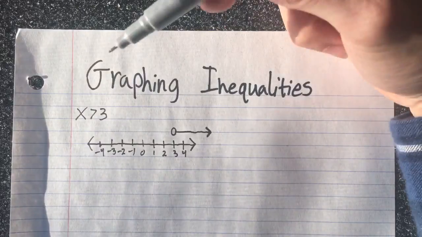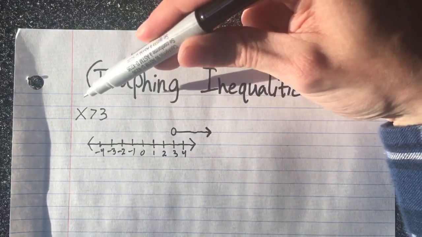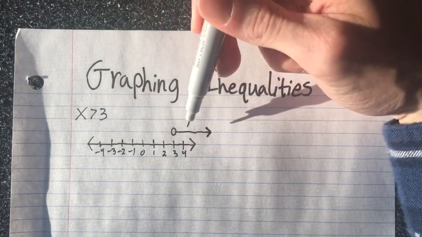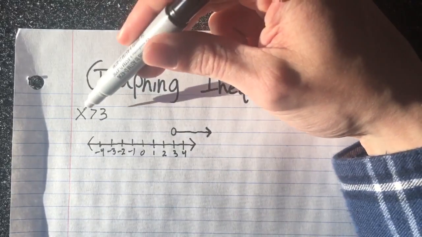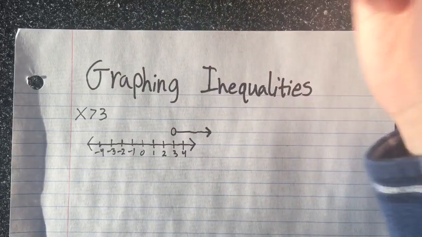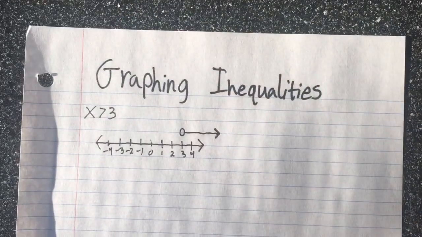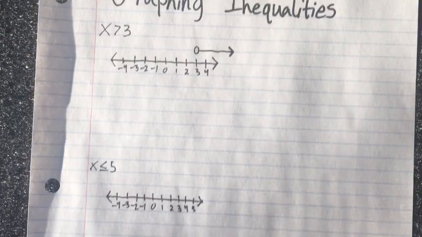A convenient tip is that if you have your inequality written with your variable on the left, your arrow will point the same direction as the inequality symbol. You just need to make sure that the variable is on the left. Otherwise, that rule does not apply. Let's look at another example.